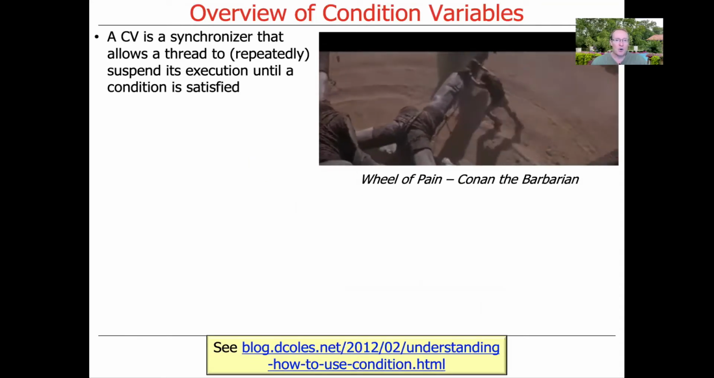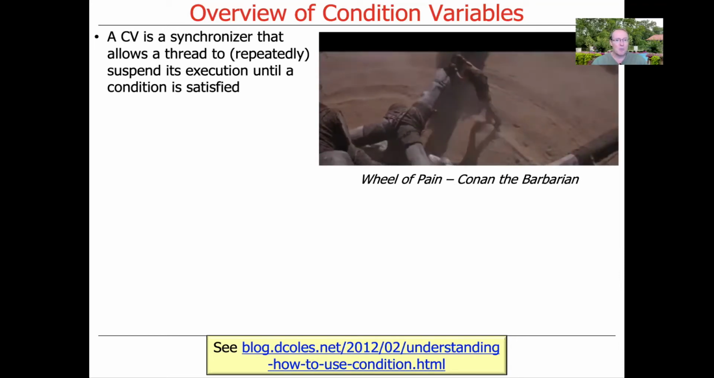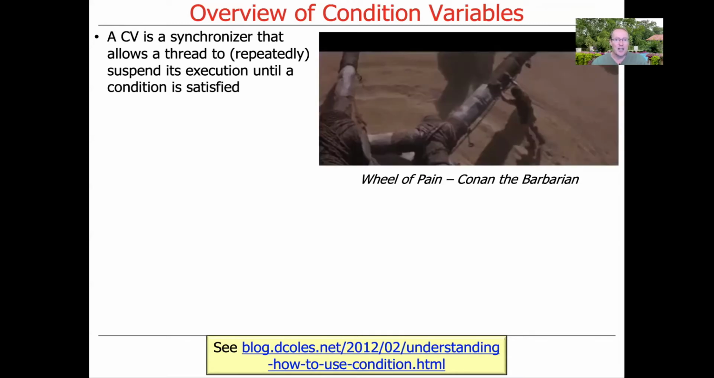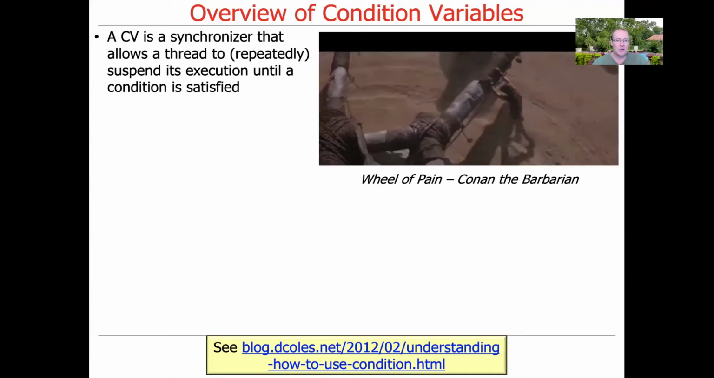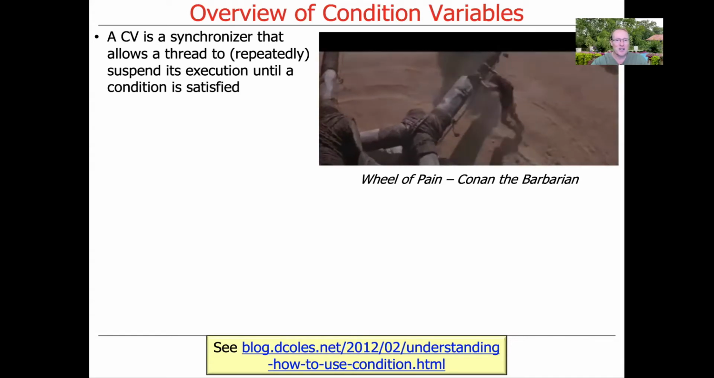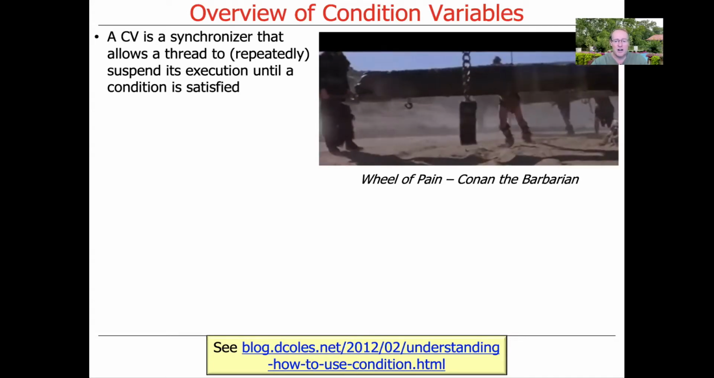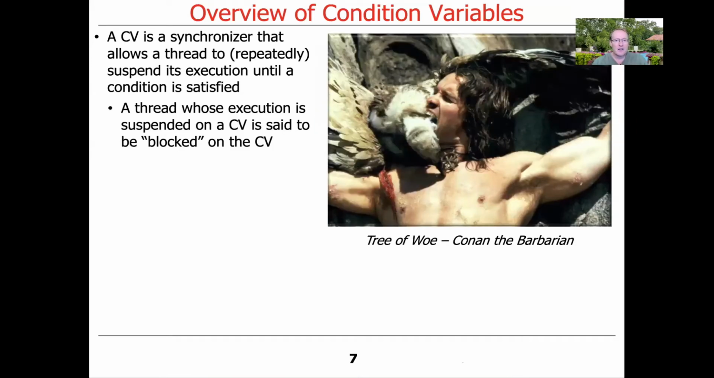So what is a condition variable, or sometimes called a CV? It's a synchronizer that allows a thread to repeatedly suspend its execution, or potentially repeatedly suspend its execution, until a particular condition is satisfied. And so it'll typically keep doing this over and over again until it gets what it wants. And that's very important to understand, is that this particular abstraction works very differently from semaphores and reentrant locks for reasons we'll talk about in a second. The thread whose execution is suspended on a condition variable is said to be blocked on that condition variable. And we'll talk more about what blocking means here in a second.